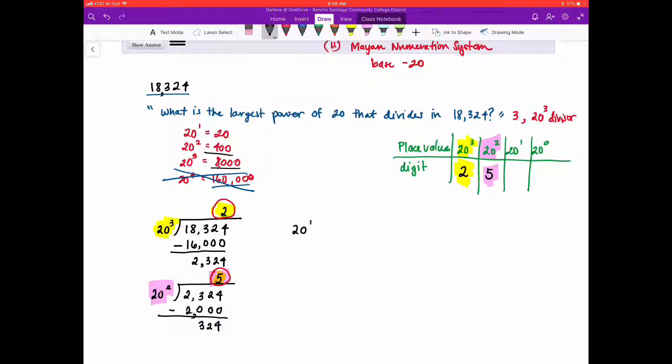The next place value is 20 to the first, so then we take our remainder, 324, and take 20 to the first and divide it into 324. 20 goes into 324 about, 1 here, subtract 20, we get 12. Bring down the 4, and we get 6. And 6 times 20 is 120. And we have a remainder of 4. So now let's go ahead and take 16 and put it in the 20s place.